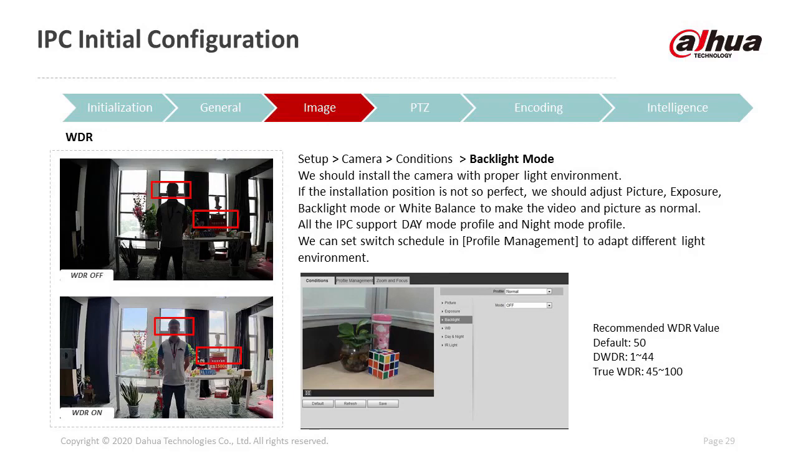WDR, wide dynamic range, is often used for the scene with both bright and dark areas. DWDR, digital WDR, is for the cameras which don't support true WDR. The effective true WDR is better than DWDR.